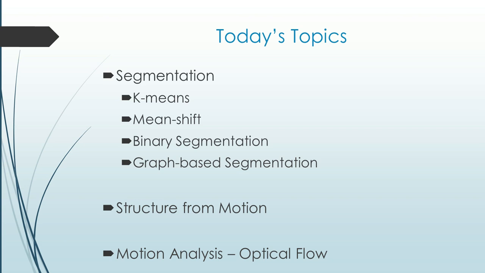Then we're going to go ahead and see the structure of motion, and see in particular different types of feature-based approaches, for example for modeling based on different positions of camera based on the motion. And then at the end, we're going to look at the motion analysis. In particular, we're going to talk about a particular algorithm for optical flow analysis, which is also very useful. So let's go ahead and start with the segmentation.